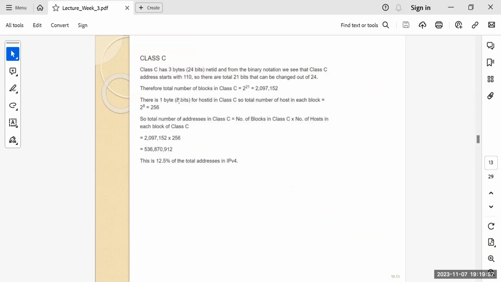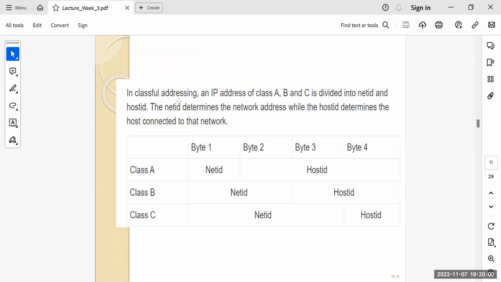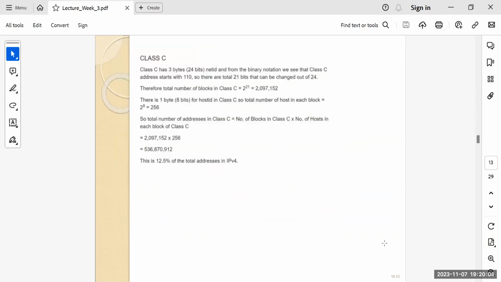And there is only 1 byte left for the host ID. Since 1 byte is 8 bits, 2 power 8 is 256. So only 256 hosts corresponding to 2 power 21 number of blocks. So we have the first block, and for the first block we have 256. For the second block we have 256, and so on and so forth till 2 power 21 blocks. And these are the number of addresses.